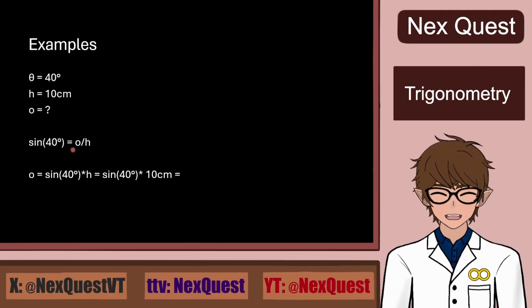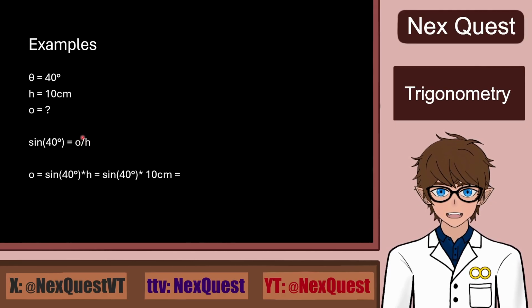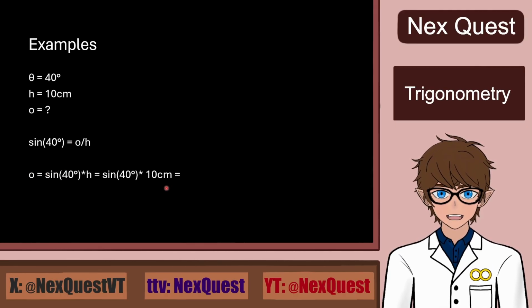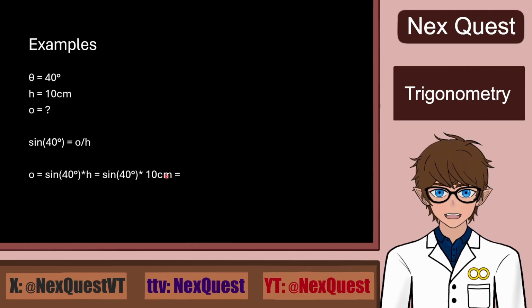Then I multiply both sides with hypotenuse, so I can isolate the length of the opposite side, like this. And then I insert the rest of the numbers. So we have sine of 40 degrees times 10 centimeters.